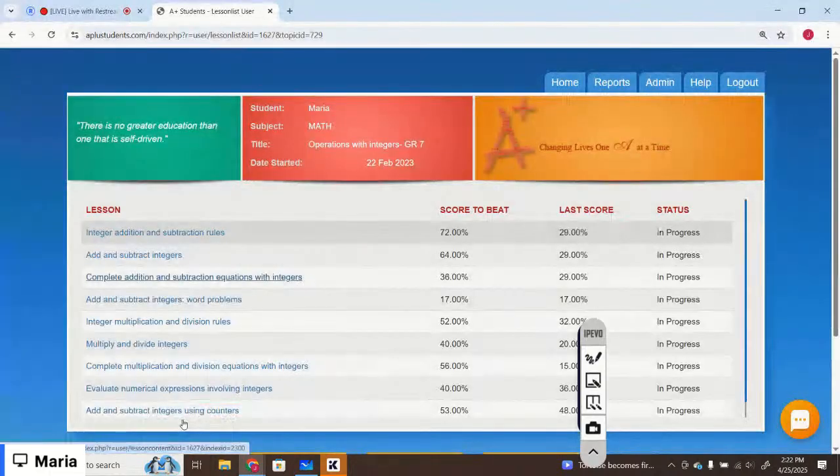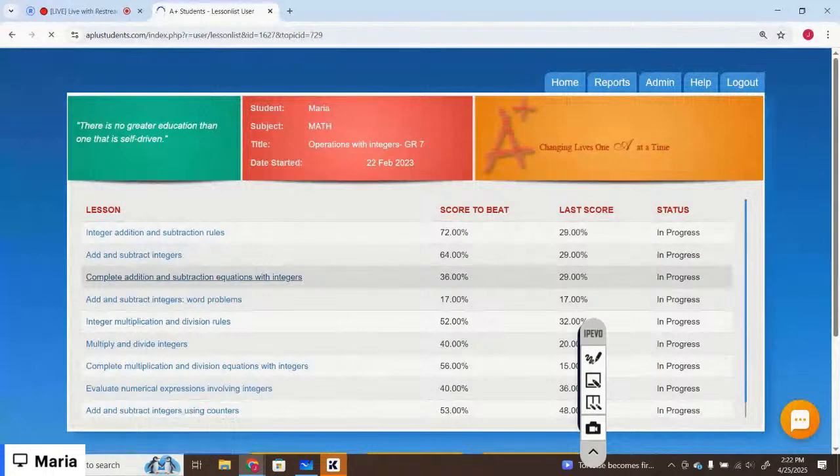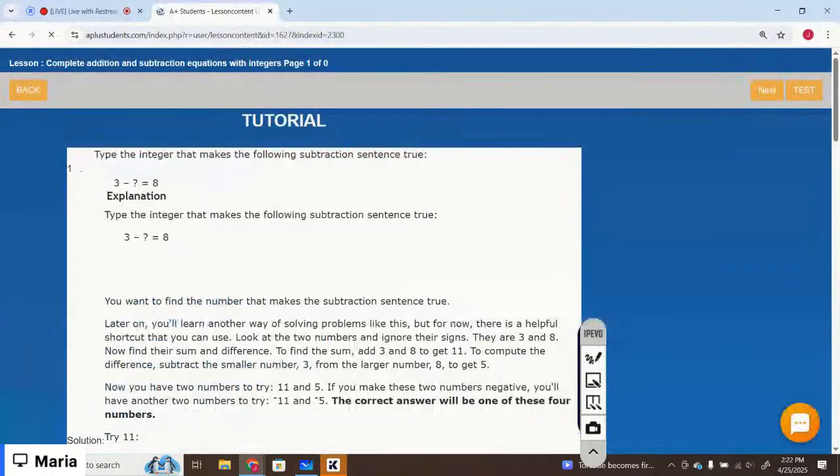Okay, the next lesson is complete addition and subtraction equations with integers. Type the integer that can make the subtraction sentence true. 3 minus the missing number equals 8.